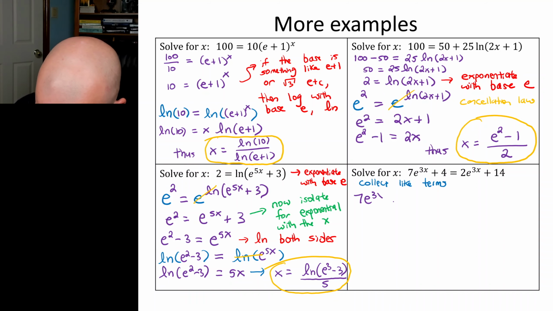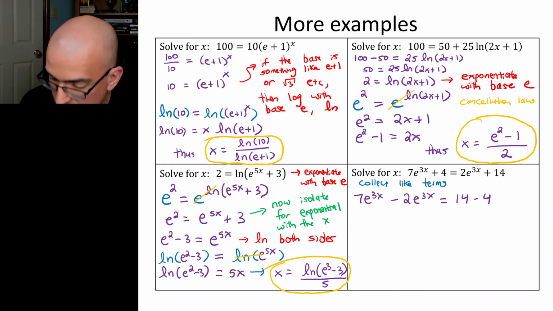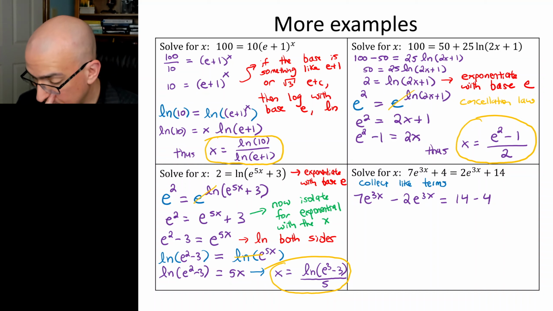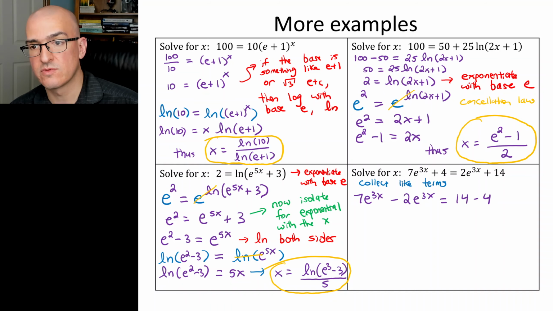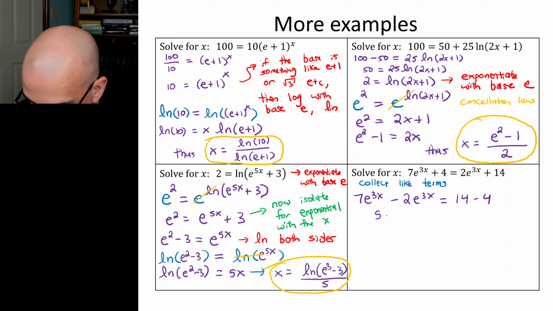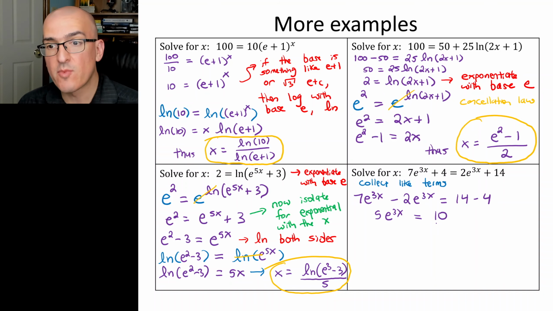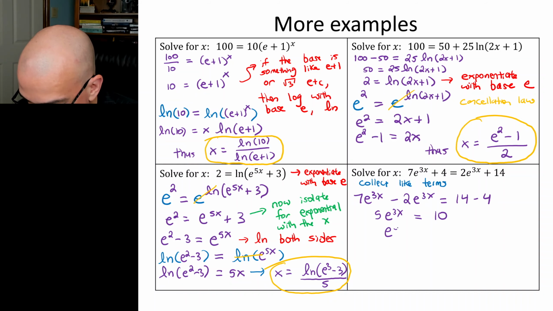7e to the 3x minus 2e to the 3x equals, I'm going to subtract 4 from both sides, 14 minus 4. Now on the left side I have 7 of something minus 2 of the same thing. Like 7 times e to the 3x minus 2 times e to the 3x. So that'll be 5 of those things. 5 times e to the power of 3x equals 14 minus 4 is equal to 10. Now I'm going to divide both sides by 5. So e to the 3x equals 10 divided by 5, which is 2.